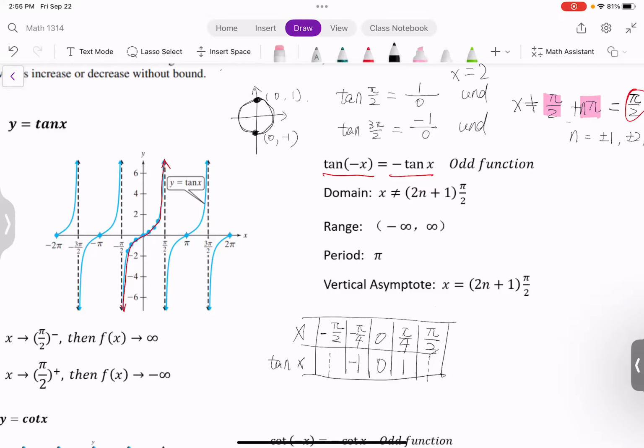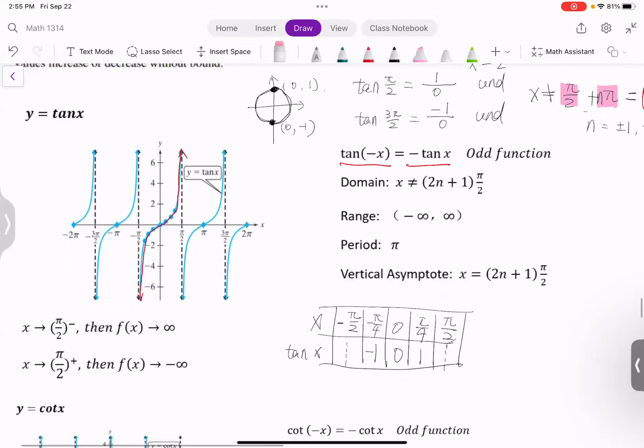Okay, what is the vertical asymptote? A vertical asymptote is a vertical line that my graph will never touch. That is the right side of the domain. So x will never equal the vertical asymptote value, but my graph will get very close to the vertical asymptote.